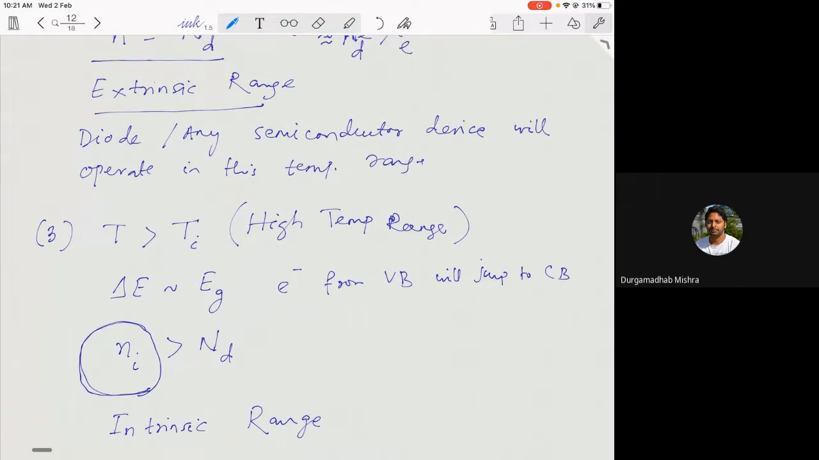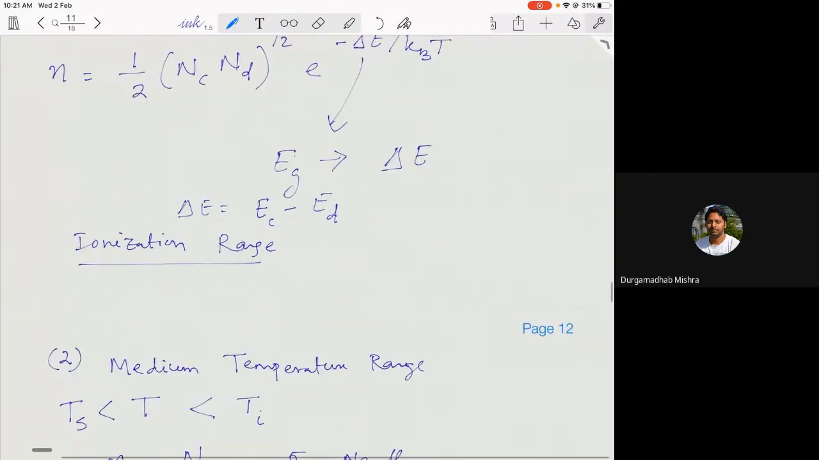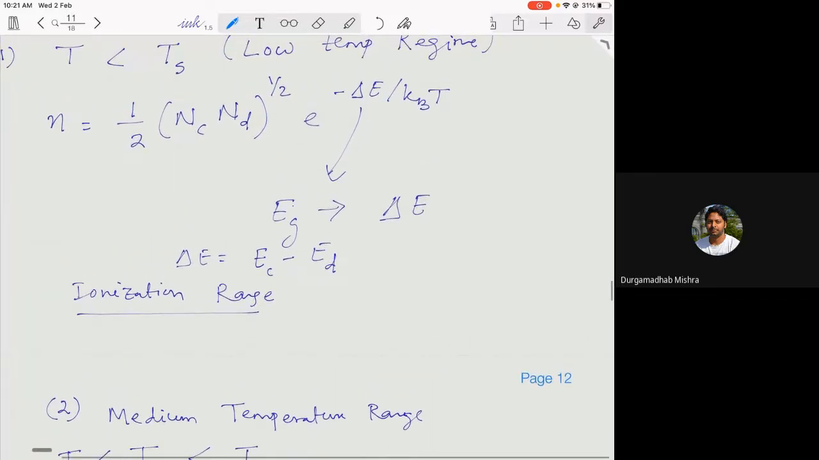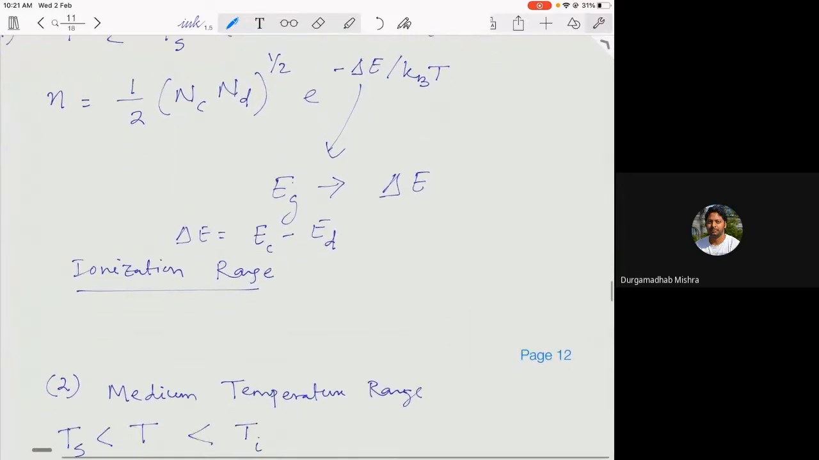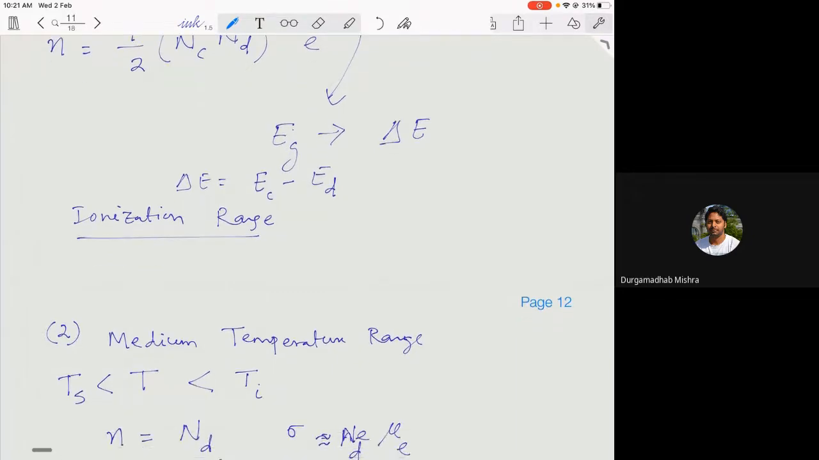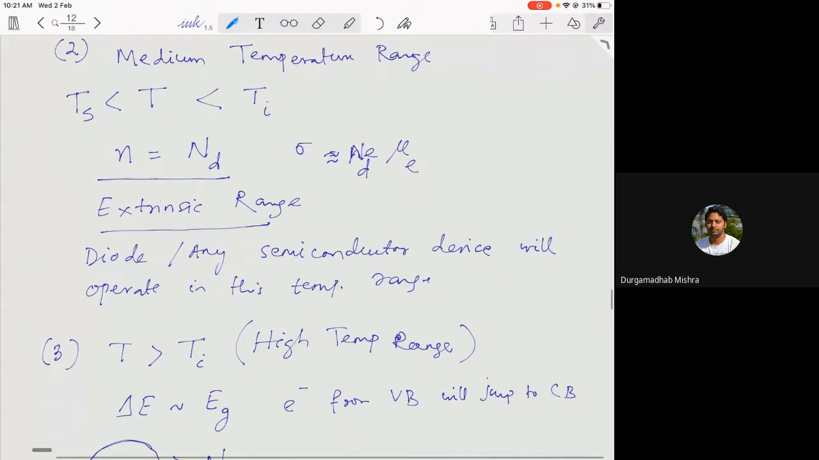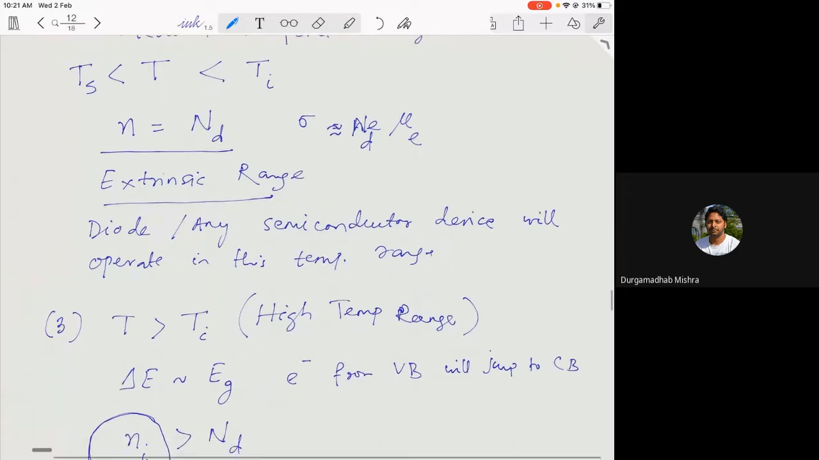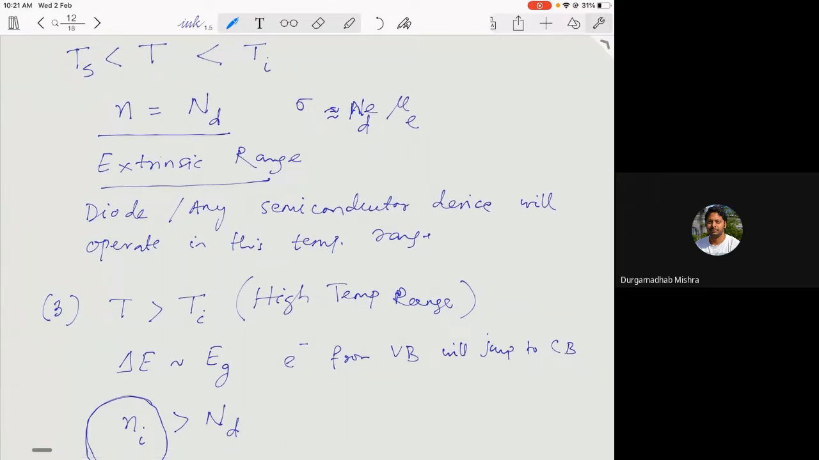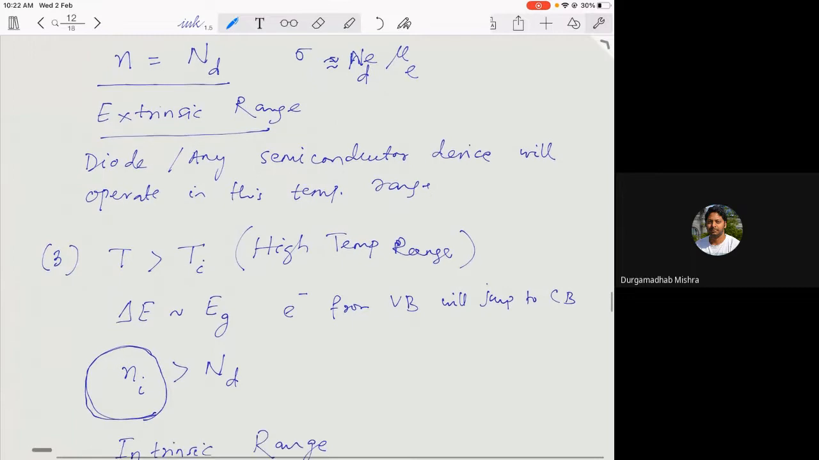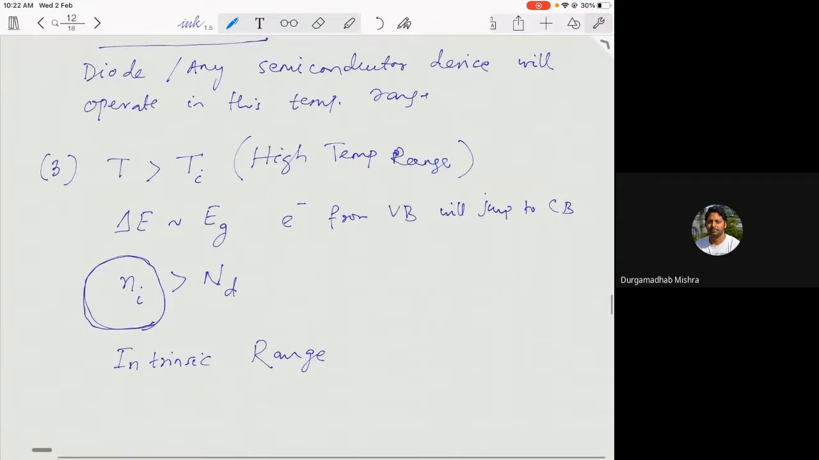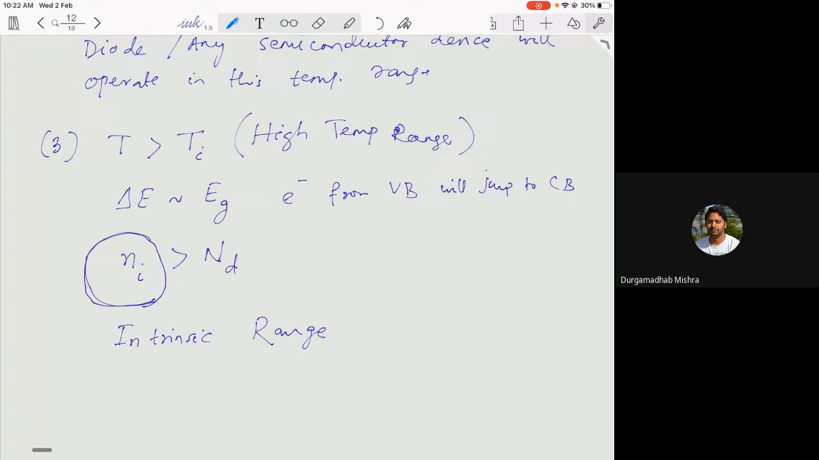So the first was the ionization range at low temperature. The ionization takes place up to a temperature Ts, after which all the dopants are ionized, and up to a temperature Ti, your carrier concentration will be equal to the dopant concentration. That is your extrinsic range, where your device normally operates. And if you increase to a higher temperature, again electrons will jump from the valence band to the conduction band, and that will be again like an intrinsic range.